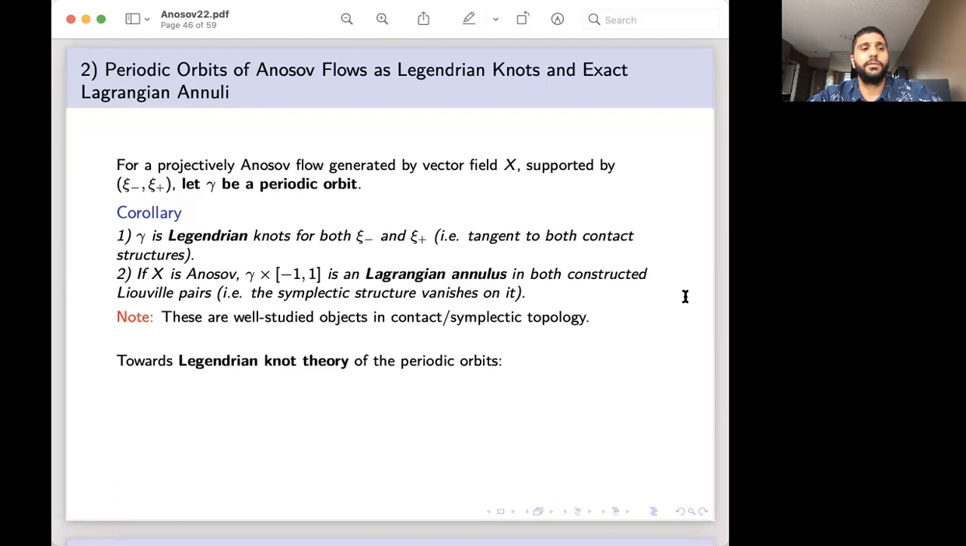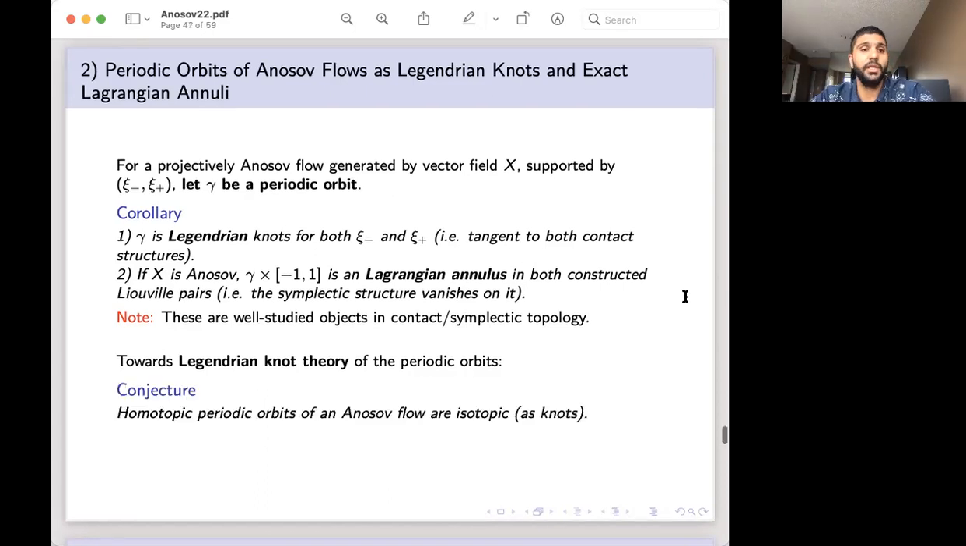As far as I know, there's not much known about the knot theory of these periodic orbits of an Anosov flow. So can we use Legendrian knot theory to understand the knot theory of these orbits, or any other kind of question? One conjecture that I think is motivating along these lines is to show that homotopic periodic orbits of Anosov flows are actually isotopic as knots. And maybe we can use what we know in contact and symplectic topology to answer this question.